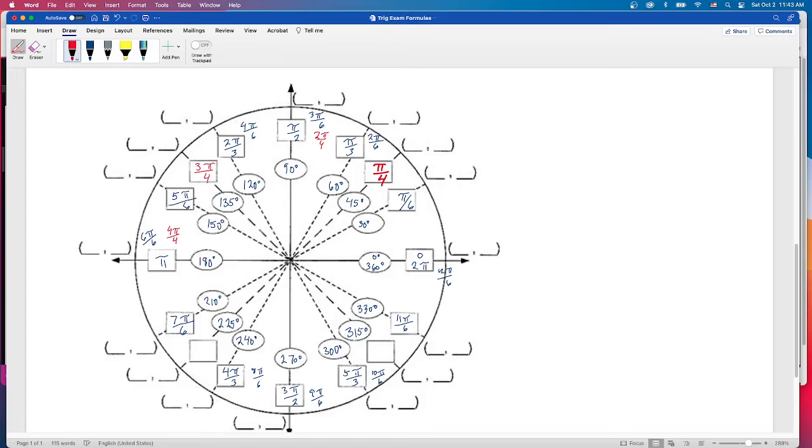Add 1 more to this, 4 plus 1 is 5, so that gives us 5 pi over 4. Add 1, we get 6 pi over 4. And that reduces down to 3 pi over 2. Add 1 to 6 and you've got 7 pi over 4. Add 1 more and you get 8 pi over 4, which is 2 pi as well. So we've got now all the radian measures for our angles.